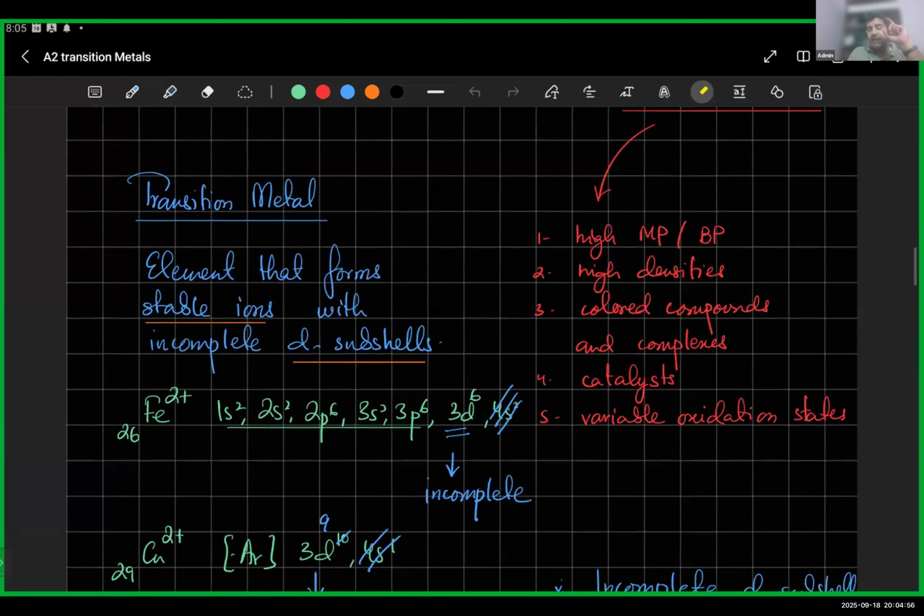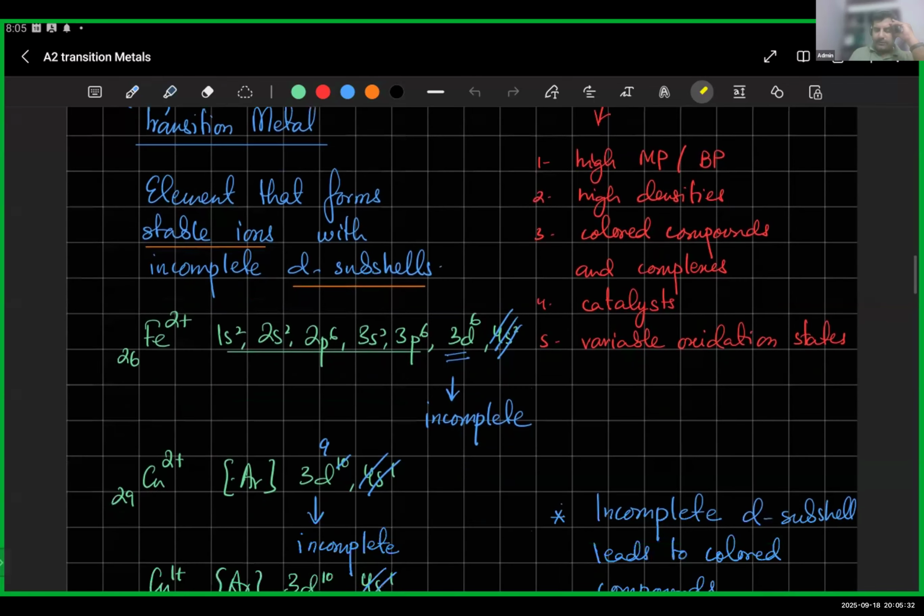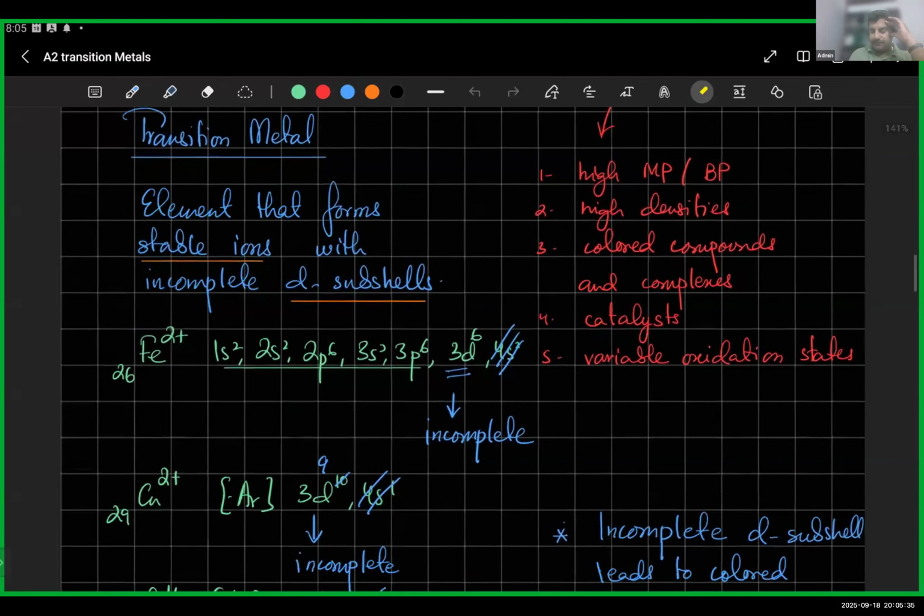Then I told you that d block elements are not all transition metals. A transition metal has the following properties: high melting points, high boiling points, high densities, colored compounds and complexes in solutions, catalyst behavior, variable oxidation states. If those properties are not present, they're not transition metals. Technically, a transition metal is an element that is going to form stable ions which have an incomplete d subshell.